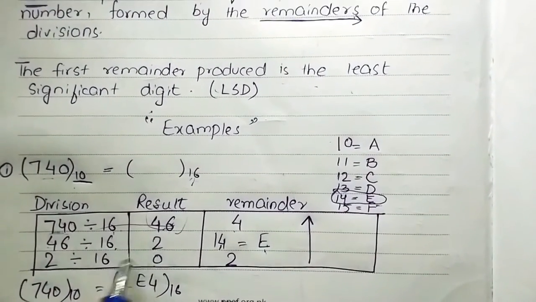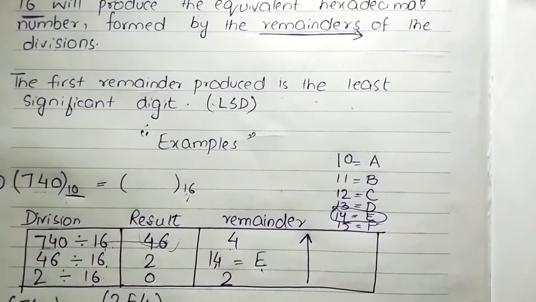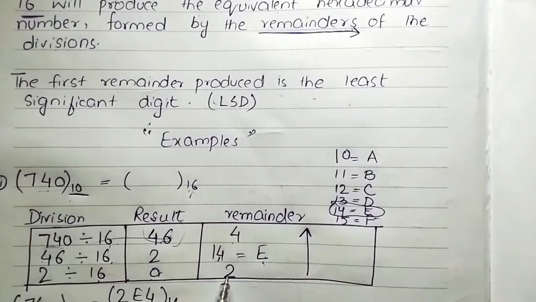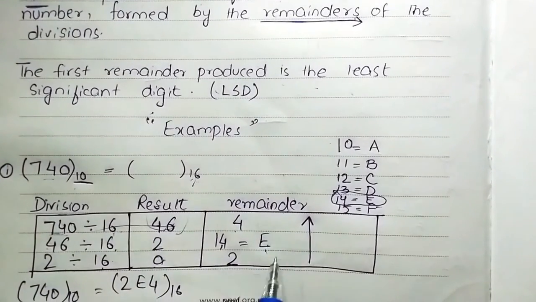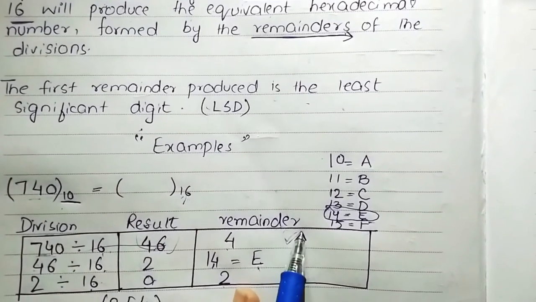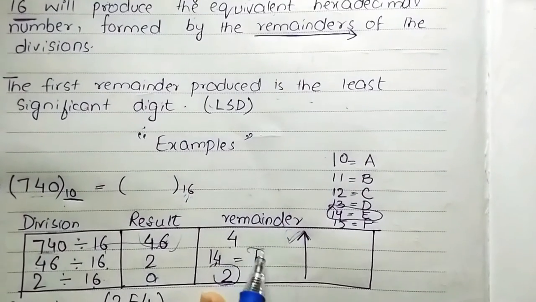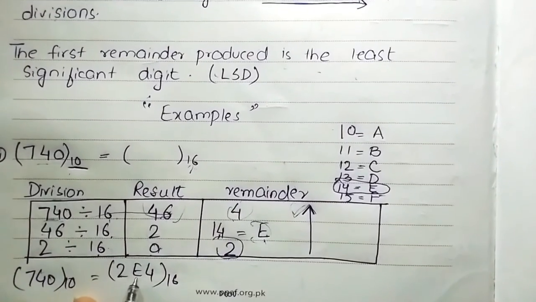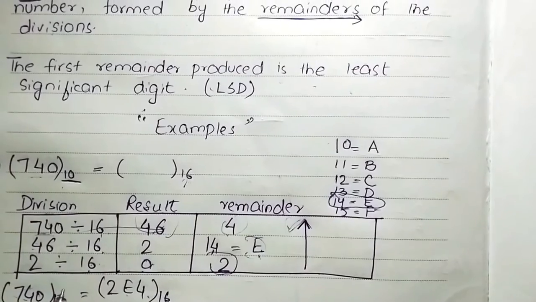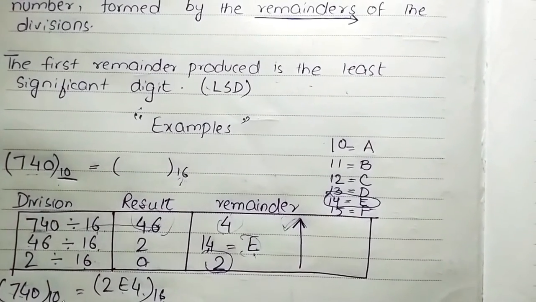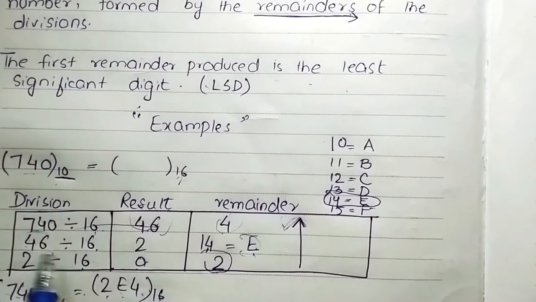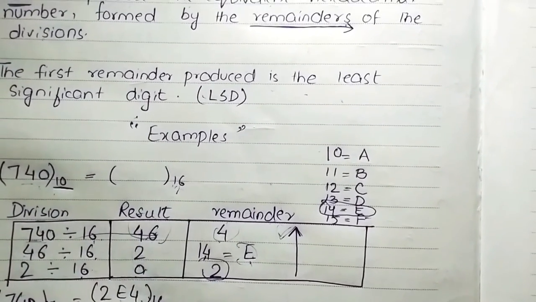Then again this 2 will be divided by 16. Now the result will be 0 and the remainder will be 2. So the number is completely divided and we get all these remainders. Now we will write these remainders in the backward direction. So the first will be 2, then E and then 4. 2E4 and base will be 16. So 740 in decimal is equal to 2E4 in hexadecimal. So this number is converted into a hexadecimal number.